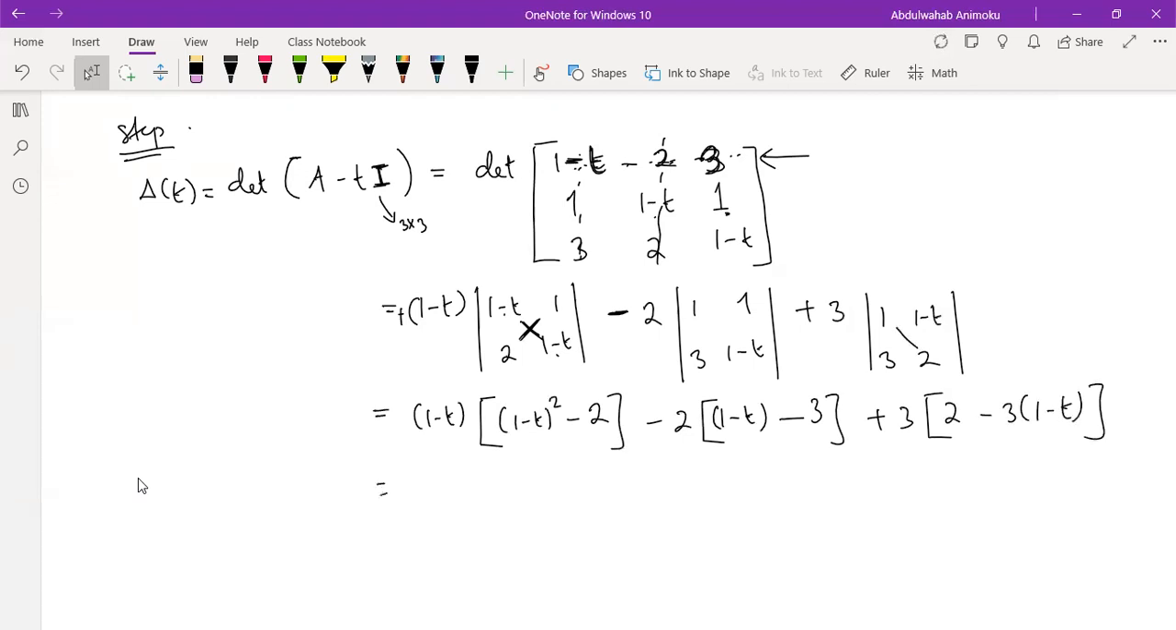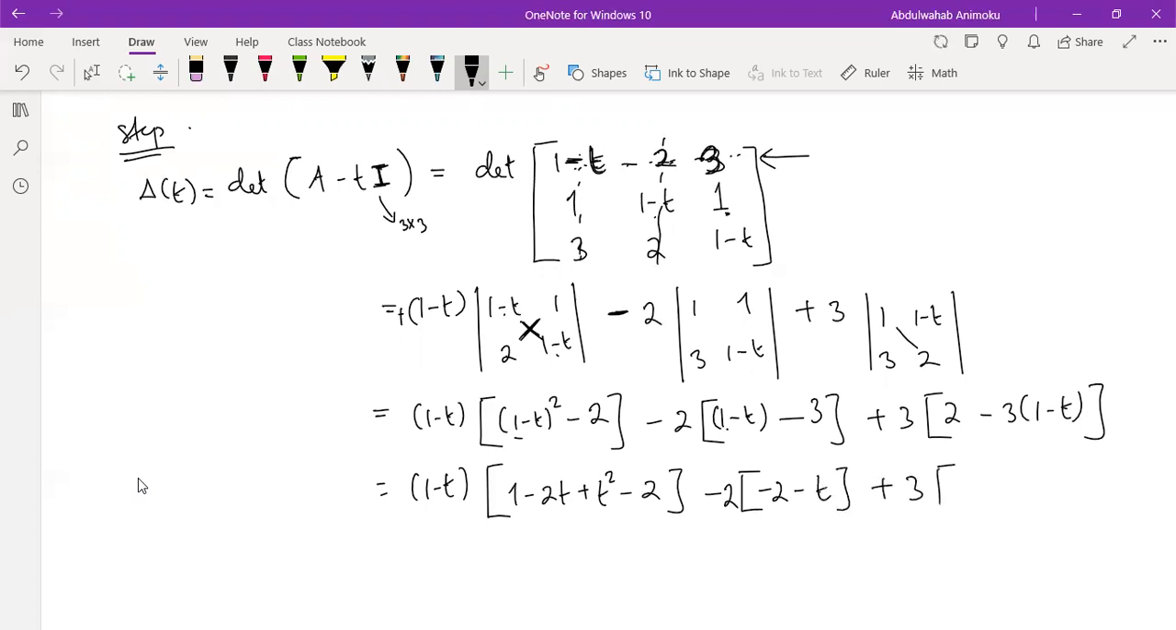So we need to quickly simplify this. Make sure at this point you also follow the simplification so that you get a hang of how generally we compute this. So now we need to expand this. This is just 1 minus 2t plus t squared, then minus 2. Then the next one here, we have 1 minus 3, which is minus 2. So we just have minus 2 minus t. Let's not forget the 2 here, right? Then lastly, we have 2 minus 3, so that is minus 1.